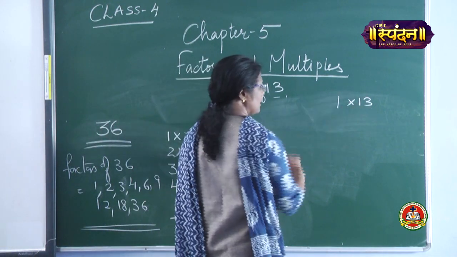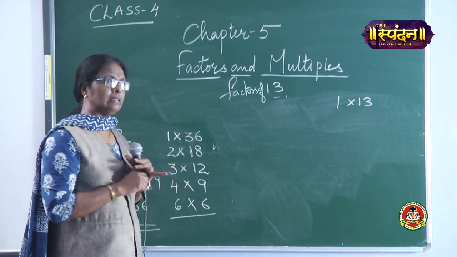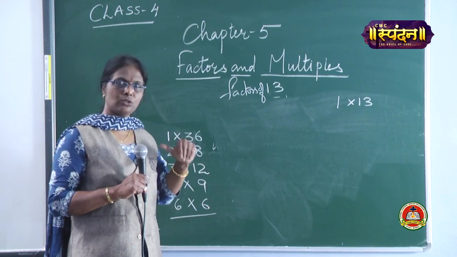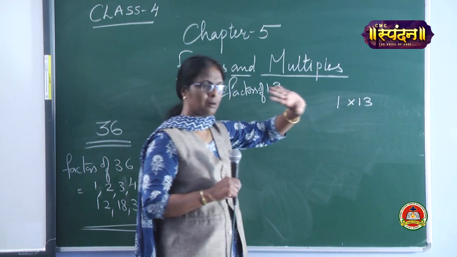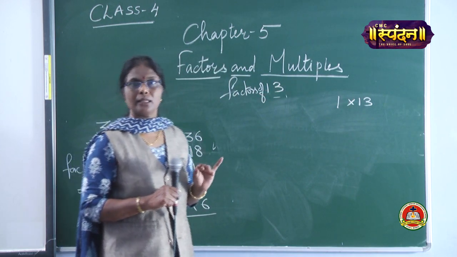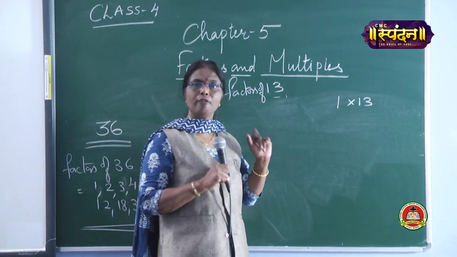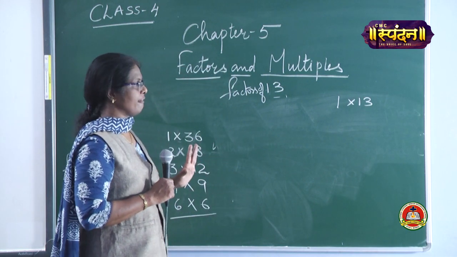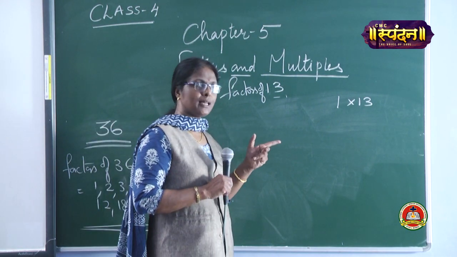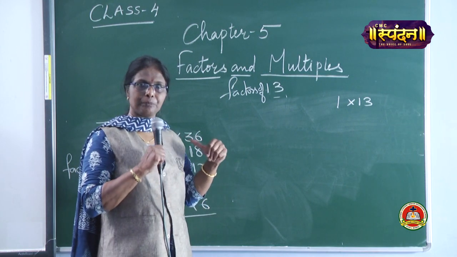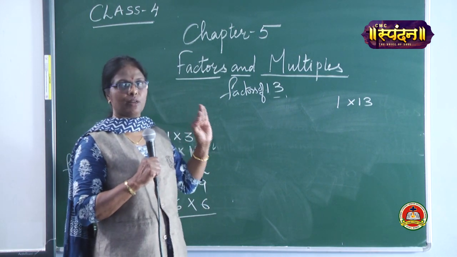So 1 into 13. Now see, do you find 13 in the table of 2? It is not divisible because it is an odd number. 13 is an odd number, so it is not divisible by 2. You won't find 13 in the table of 2. So leave 2. 2 is not a factor. 3 4s are 12, 3 5s are 15. That means again 3 is not a factor.